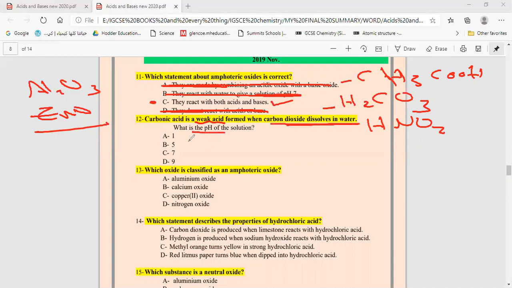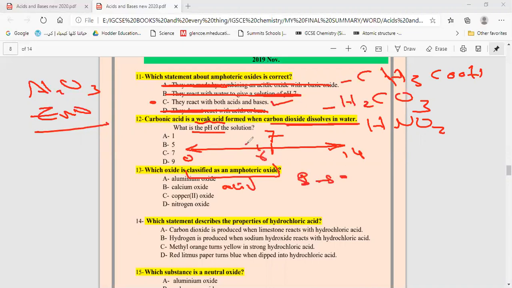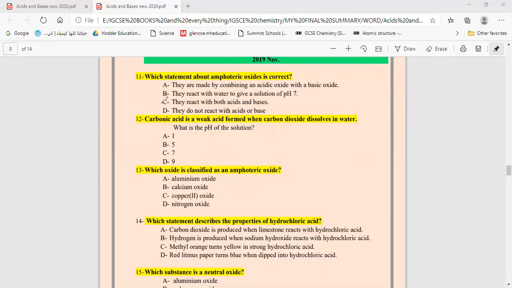What is the pH of the acid? Again, that's the pH scale. In the middle you have neutral at 7, this one 0, this one 14. This side represents acid, this side represents base. We have 6, 5, 4, 3, 2, and 1. If we say 1, it will be a strong acid. If we say 5, it will be a weak acid. 7 is neutral, more than 7 is base. So the correct answer is number 1. Amphoteric oxides react with acid and base. Weak acid has number 1.